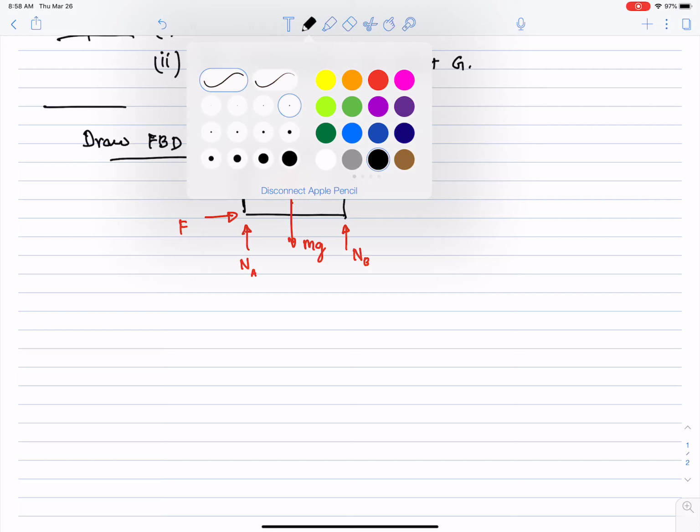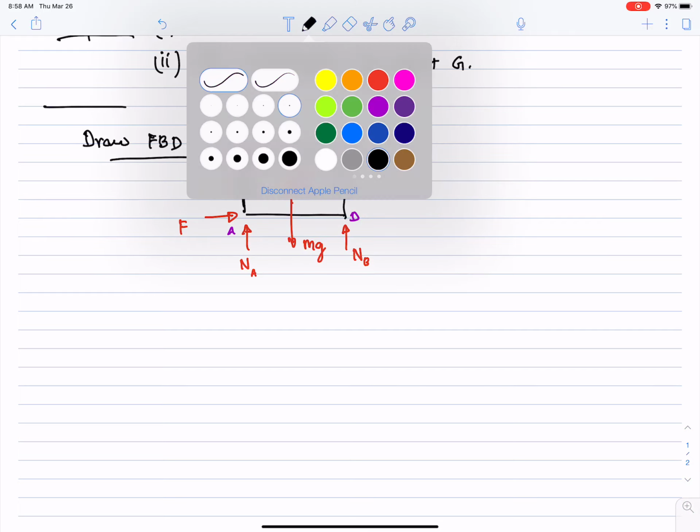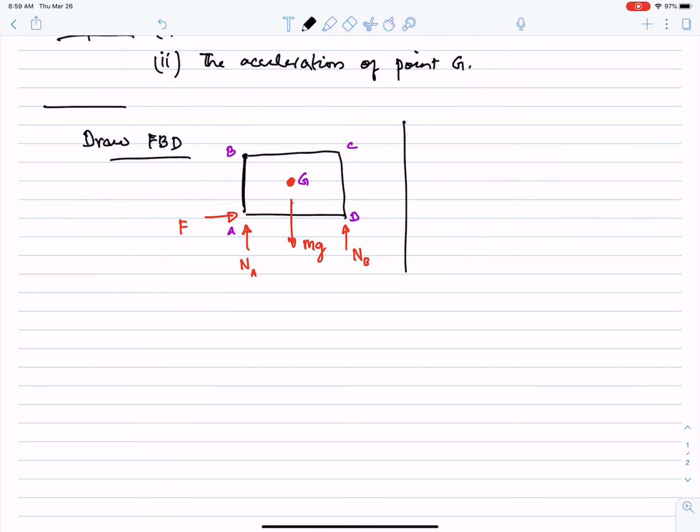Now, immediately we can write, this is point A, point B, point C, point D, point G. Immediately we can write sum of forces equals m a_G. Always, sum of forces on a rigid body or a free body diagram is mass times acceleration of the center of mass. Okay, it does not necessarily give you the acceleration of any other point, but gives you the acceleration of the center of mass. That's very important.